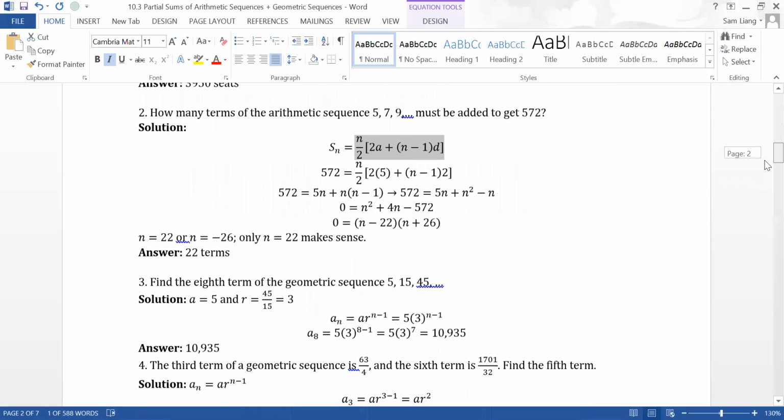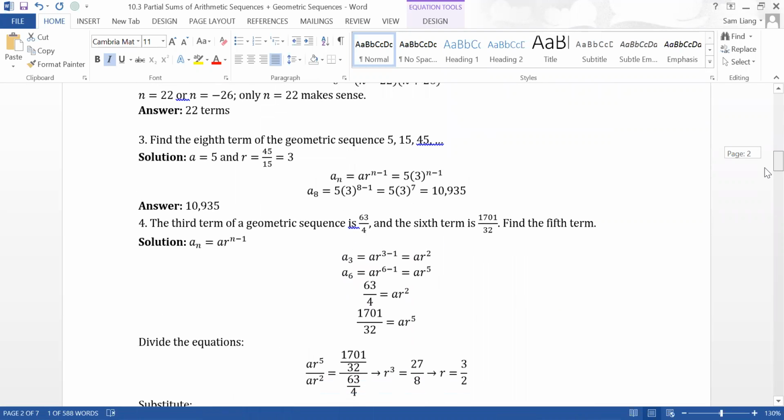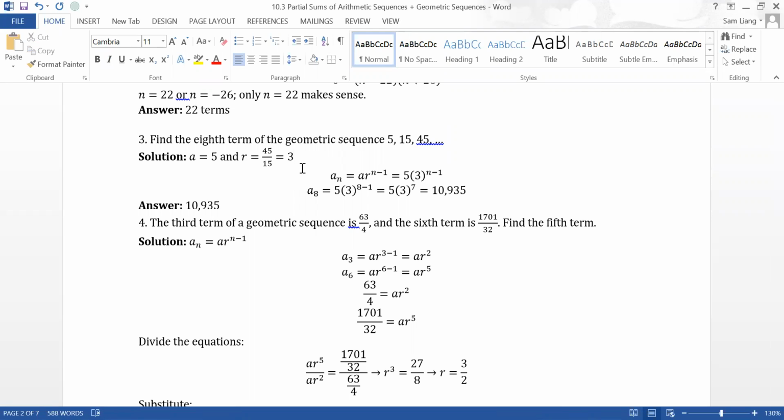Okay, so this one is about a geometric sequence. And this one reads, find the eighth term of the geometric sequence 5, 15, 45. Would anyone like to explain this one? I'll open up to the floor. Okay, then I can go ahead and explain it.